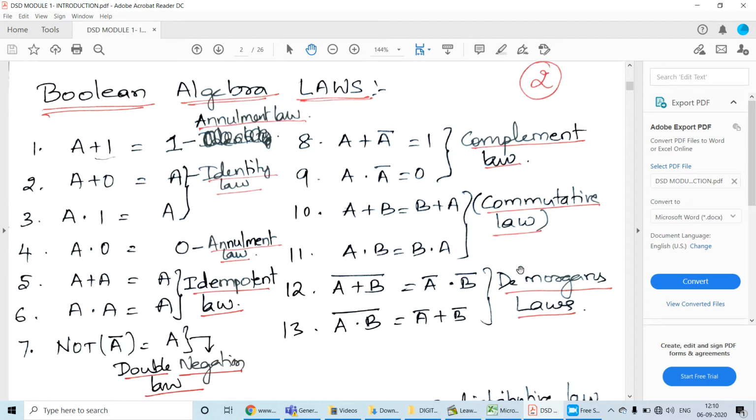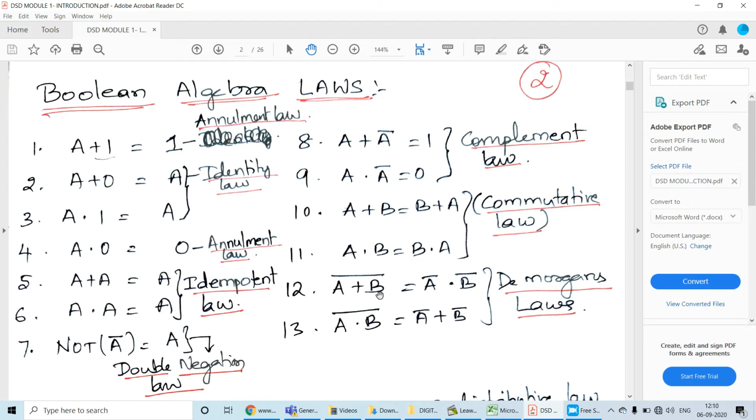So similarly, the 10th is A plus B equals B plus A, and A and B equals B and A. So this is the commutative law. A or B equals B or A, and A and B equals B and A. Plus and into, whenever I say, it is the OR and AND operation. Keep this in mind.